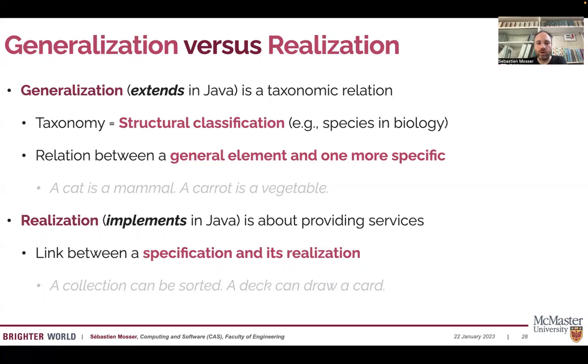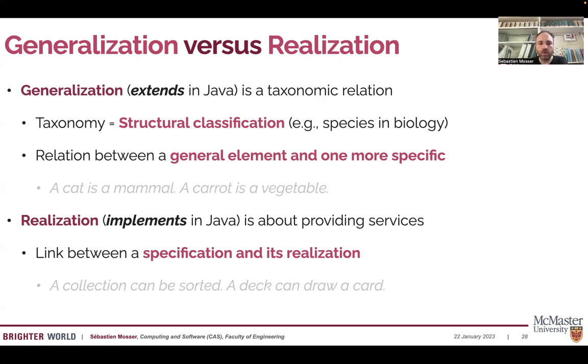Because when you generalize, you're really talking about a taxonomy. It's a structural classification, the species in biology, the different vegetables, like a cat is a mammal, a carrot is a vegetable, this kind of representation that you're defining. And in our case, we're not in this situation, not often. We're just saying, I'm offering this service. I can be whatever I want. I'm offering this thing. And thus, we're relying on realization more than generalization, okay? It's the implements in Java. We're offering interfaces. It's a link between a specification and how it's implemented, how it's realized.